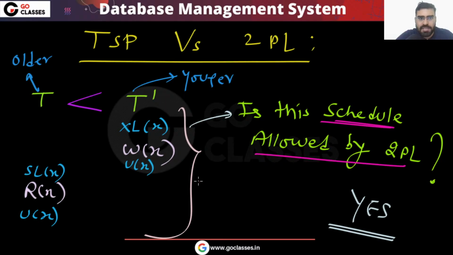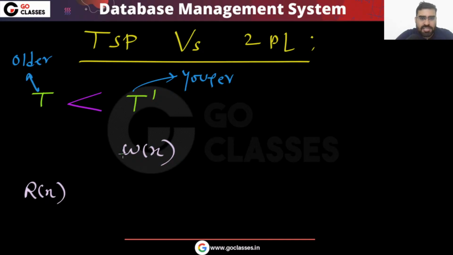Correct? This schedule is definitely allowed in 2PL because you can request an exclusive lock on X, then perform the write X, then unlock X. Similarly, this transaction can take a shared lock on X, perform read X, then unlock X. So this schedule is definitely allowed by 2PL, but is this allowed by TSP?